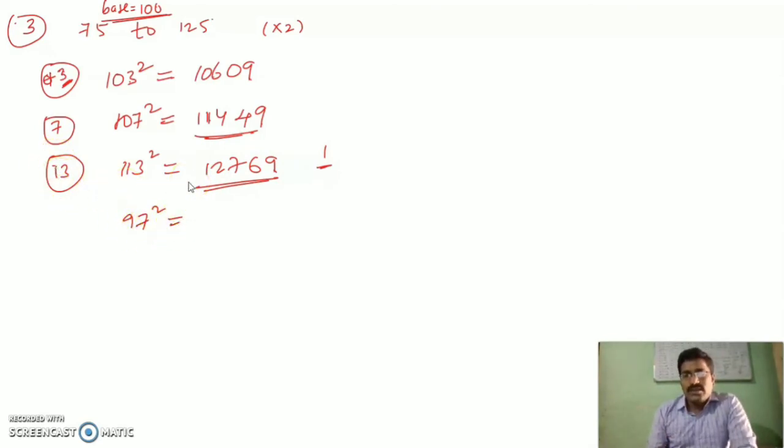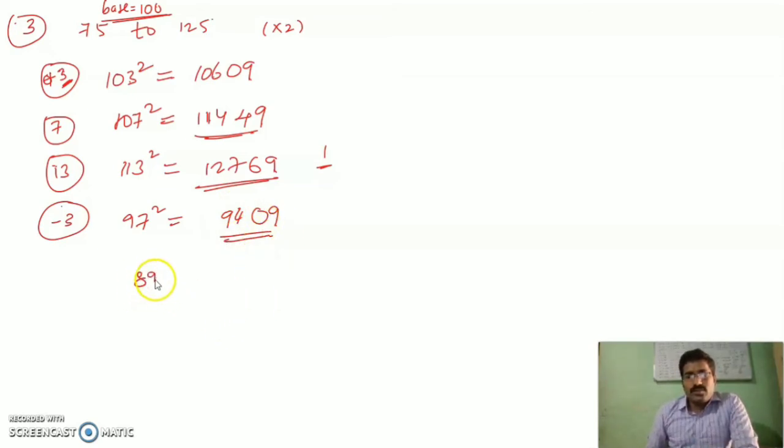Suppose 97 square how much? 97 is how much less than 100? 3. So less means take minus. 3 square value 9, that is 09. 2 times 3 how much? 6. So less than means subtract, and more than means add. So subtract 6 from 100. 100 minus 6, 94. So 97 square value how much?